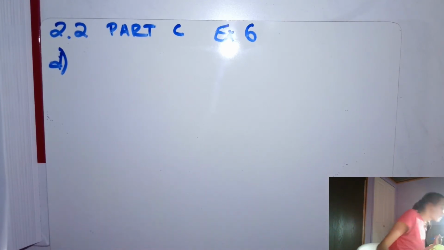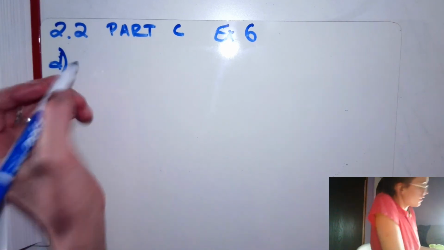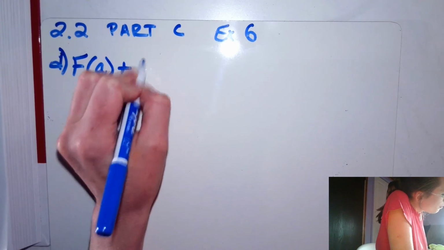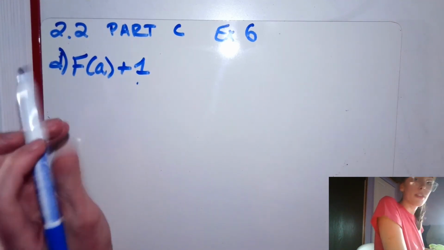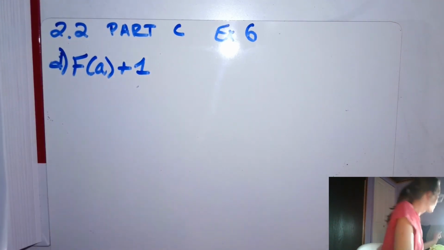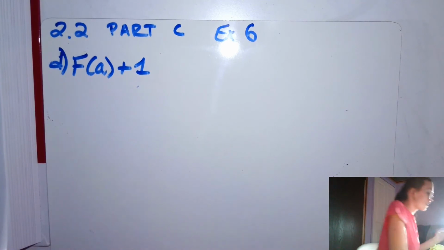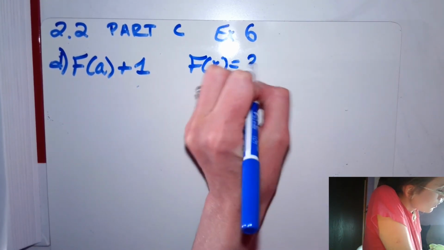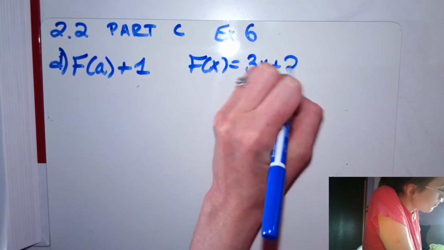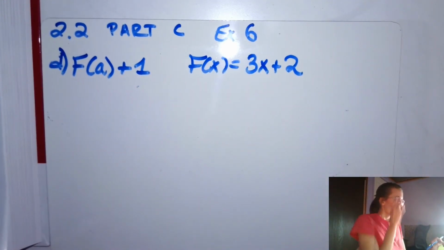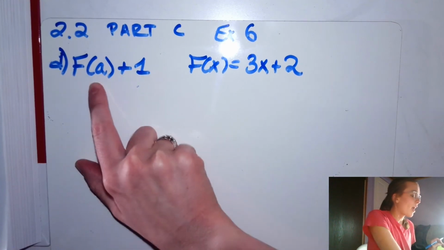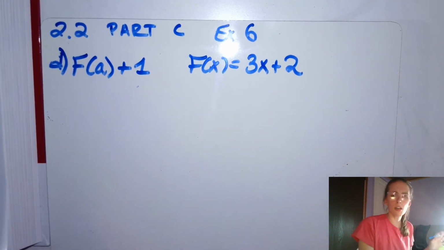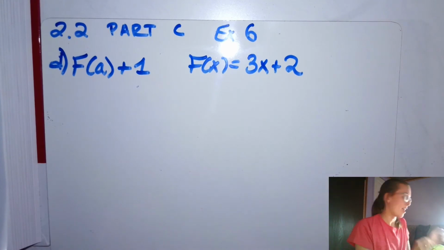So, all right, f of a plus 1. Okay. So now this one's a little different. So you've got f of a, and then notice that the plus 1 is actually outside of the parentheses. So that's going to make a big difference. f of x equals 3x plus 2. So this is f of a, all that, plus 1. So the only thing that you're going to plug in for x here is a.